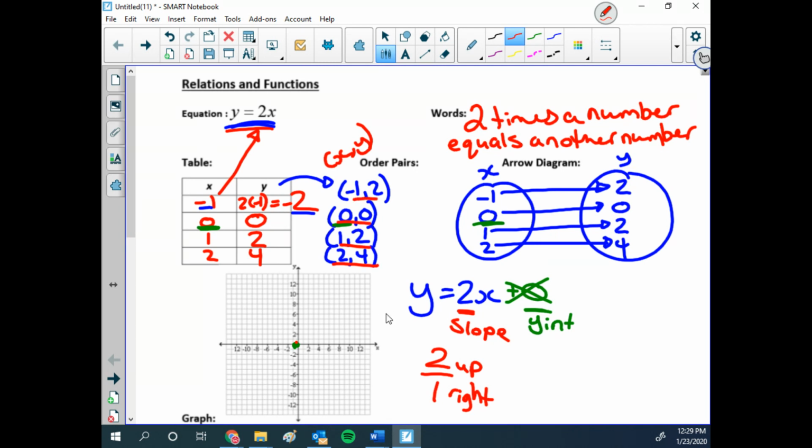So I have a point at 0, 0. I have a point at 1, 2. Ooh, this is a really small graph. I have a point at 2, 4. And as long as I have about 3 points, 2 or 3 points should be more than enough to sketch your graph out.